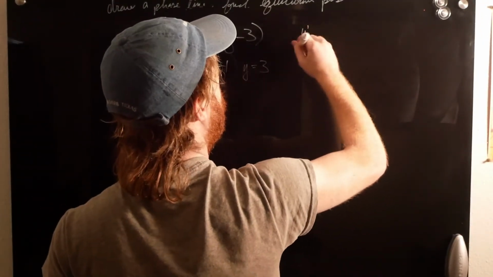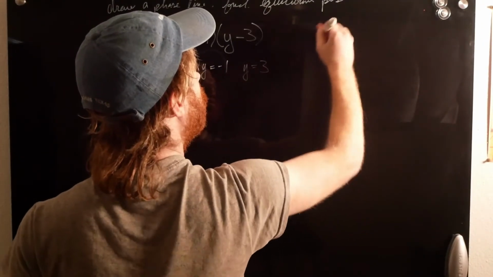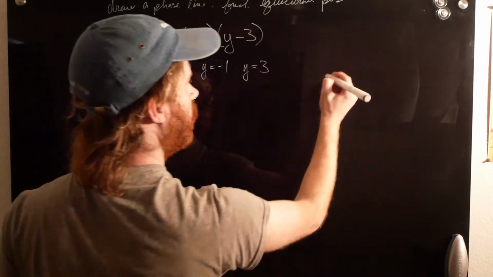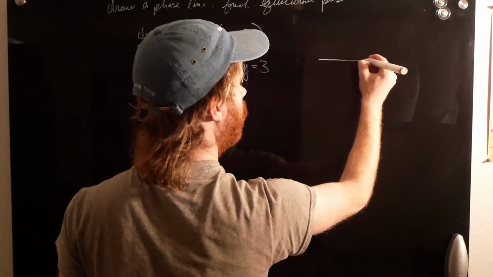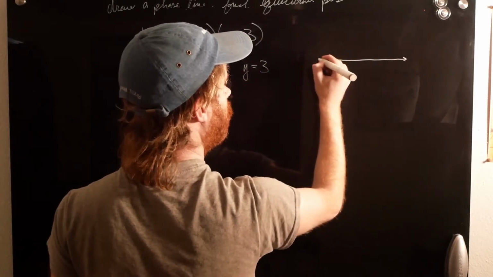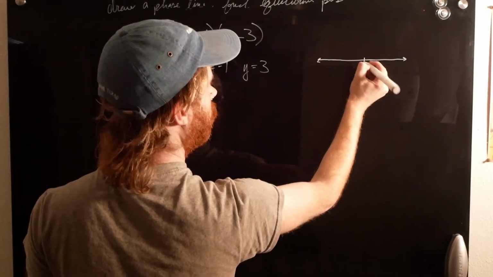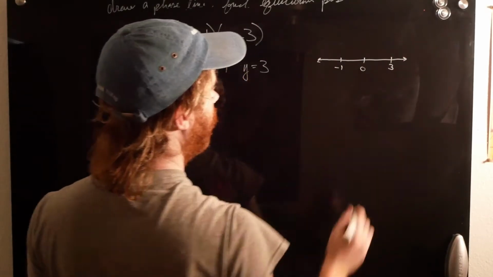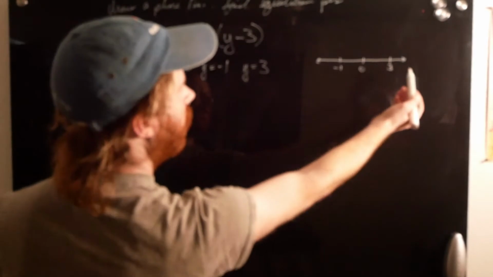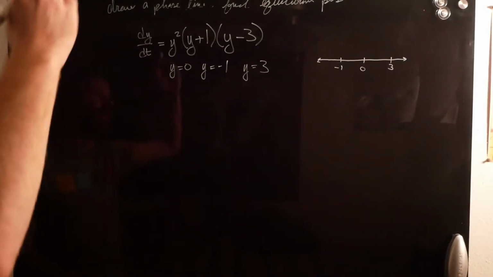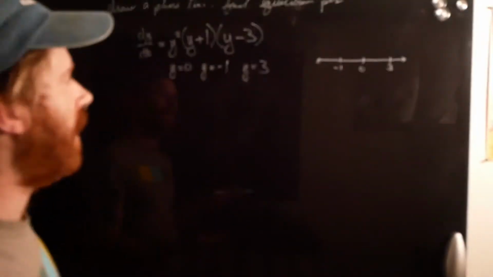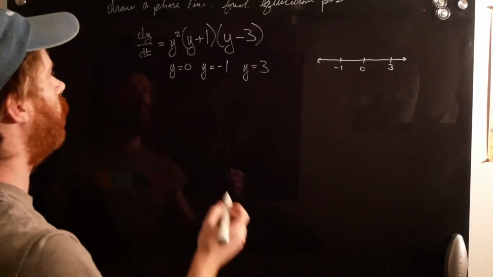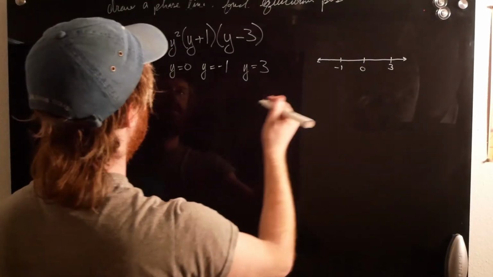So we're going to come over here, and all the points that we need on this number line, we're going to do a number line test. So we'll have 0, negative 1, and 3. Based upon which numbers we plug in on these intervals, it will tell us if it's increasing or decreasing in that range. So let's plug in y equals negative 2.